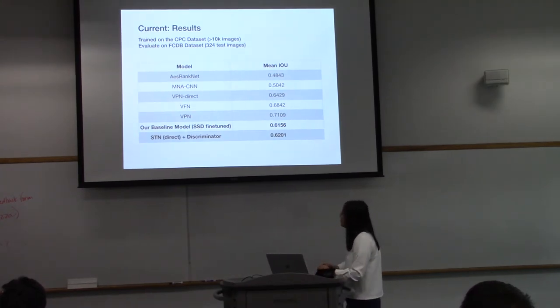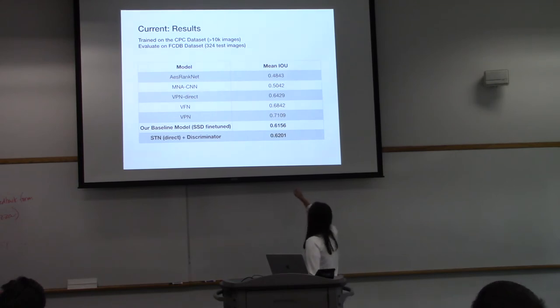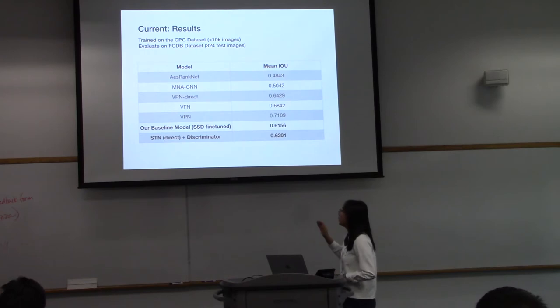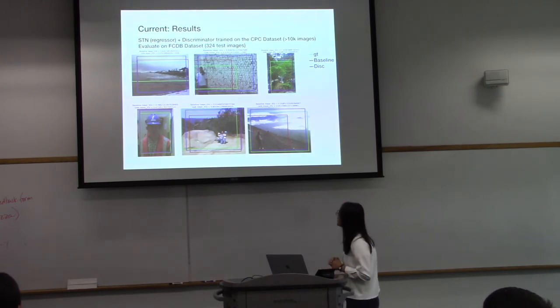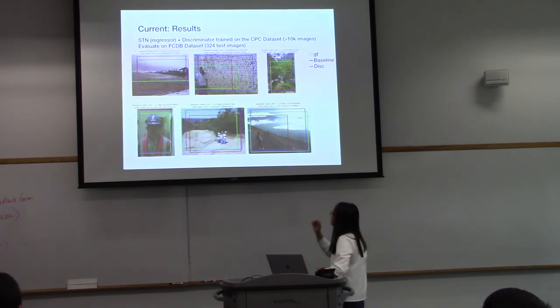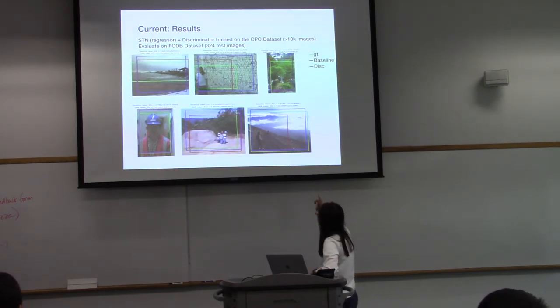Here are some quantitative results. As you can see, the performance of the discriminator architecture is a little bit higher than the baseline model, but the accuracy gain is not that significant. And here are some visualization results. The first row shows some failure cases, and the second row shows some improvements of our discriminator architecture.